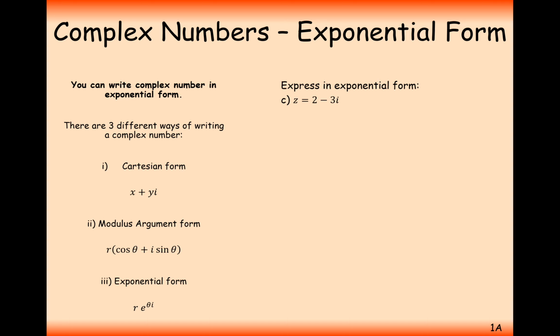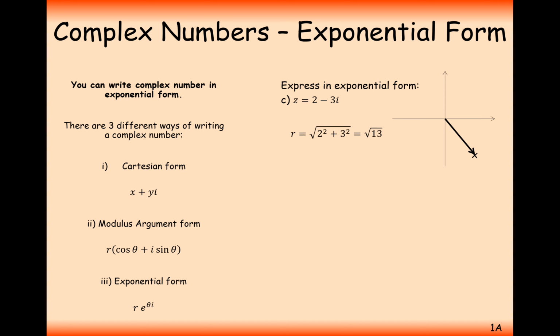Express in exponential form z equals 2 minus 3i. So the first thing with a standard complex number question is to draw a little diagram and then draw an arrow to that coordinate, 2 along, 3 down, because it's 2 minus 3.